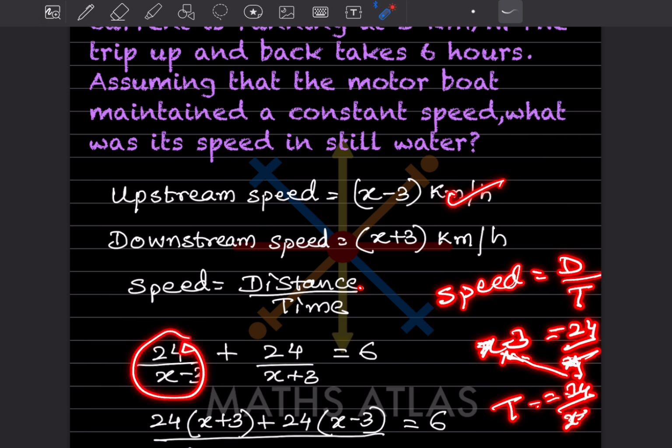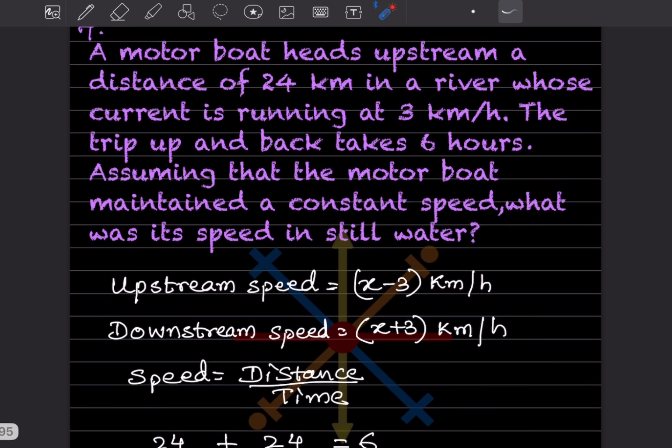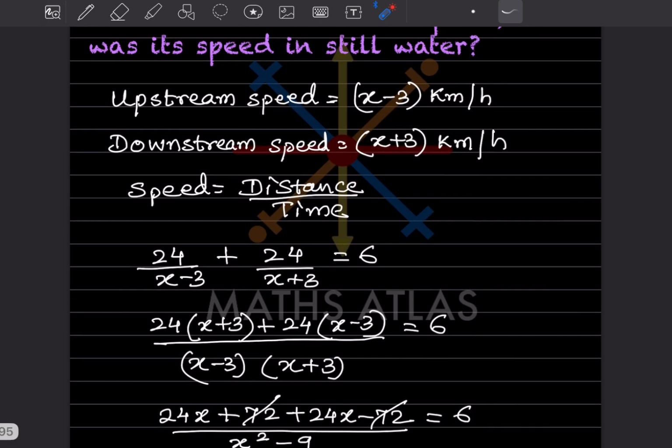That is for the upstream. The same goes for the downstream. When you add both of them, what do you get? The trip up and back takes 6 hours. So that is taking 6 hours, and this is the important equation. So now what will you do? You will take the LCM of it.